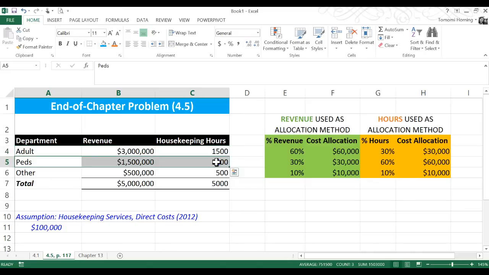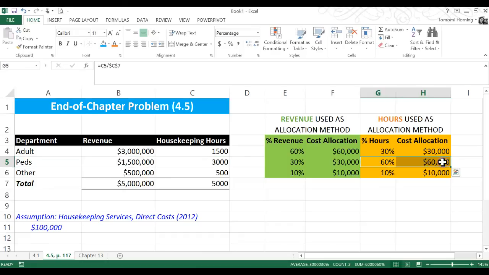Conversely, if you're the peds department manager, it would be more advantageous to you if revenues were used as the cost driver, because in this scenario you would pay less of the $100,000 housekeeping expense versus if you used hours. Now, it's more advantageous to do it that way, but from a cost driver standpoint, I would argue that if you're using more hours, you probably should pay more. And so it's probably more accurate if we were to use hours as the cost driver versus using the revenues.